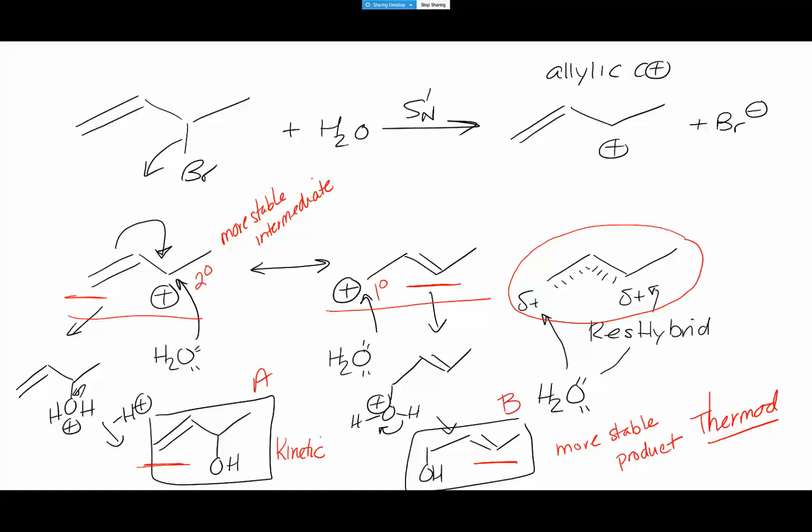Do we have to be able to draw the diagram, or should we just know that? Well, no, you wouldn't have to draw the diagram. Know that it's fast or short time. Well, first you have to identify the kinetic product and the thermodynamic product.